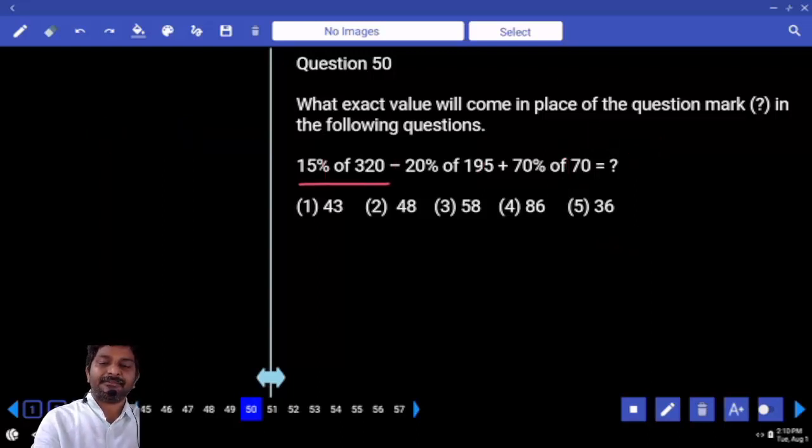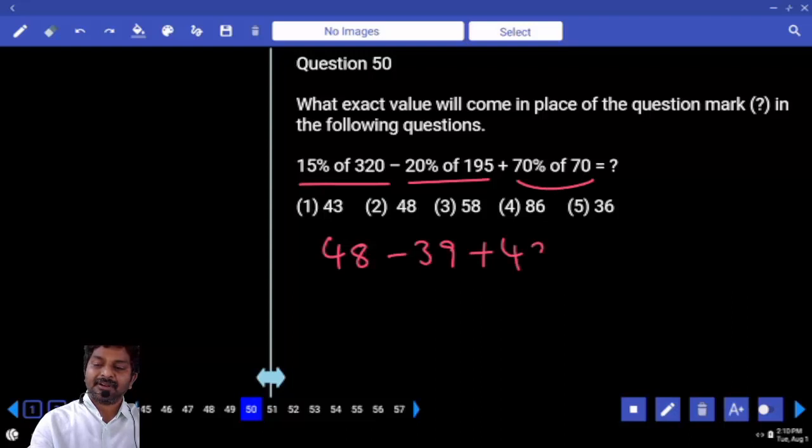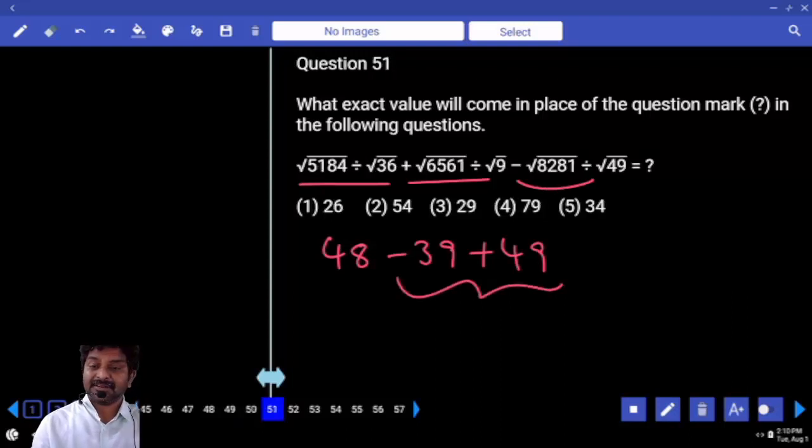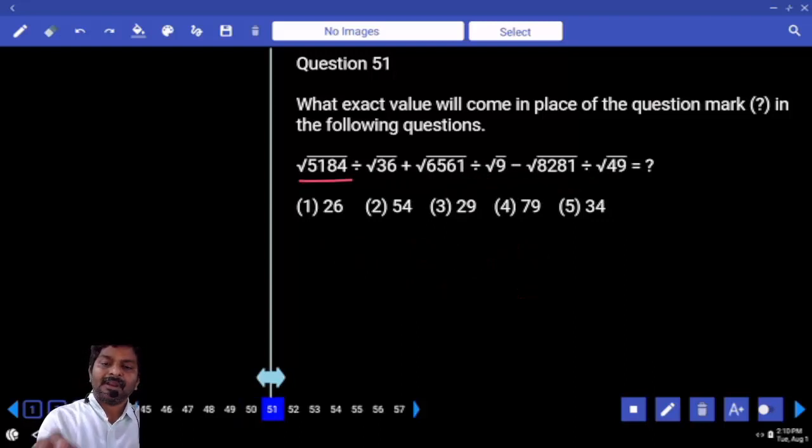15%, 10% and half, 48. 20%, 10% double, 10%, 19.5 double, 39, plus 70% of 70, 49. This is plus 10 only. 48 plus 10, 58. Right, 84. Ending with 84. 4 ends. Which square ends with 4?